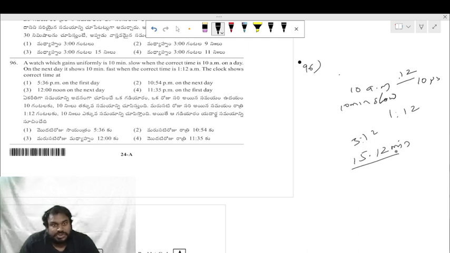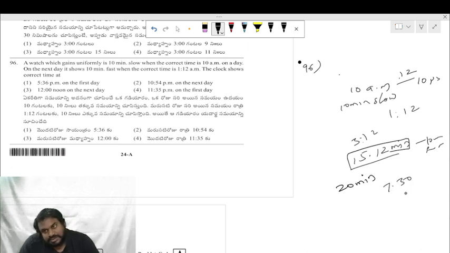So the clock shows correct time at some point. But here it is 10 minutes slow at first, then 10 minutes fast after 15 hours 12 minutes. It means there is a difference of 20 minutes for this much duration of time. When will it show the correct time? Half of 15 hours is 7.5 hours, 7 hours 30 minutes, plus 6 minutes, 7 hours 36 minutes. You just add it to 10 a.m.